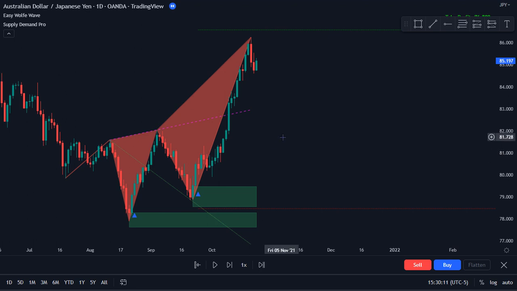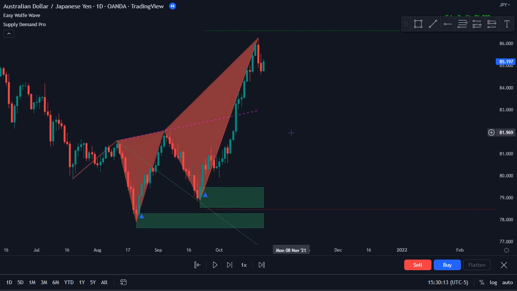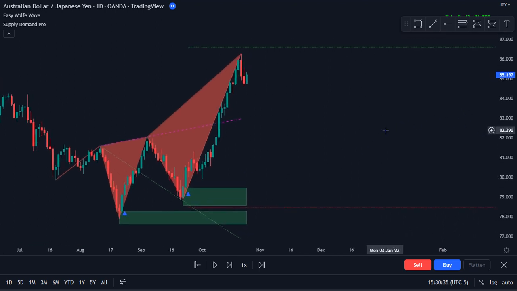In this video, we're going to go over just some confluences that you can pair together with the Supply Demand Pro and the Easy Wolfe Wave indicators that we have for TradingView. And I'm going to go into the replay function here a lot and just showing some setups, showing how to use these together, and it's actually pretty simple.